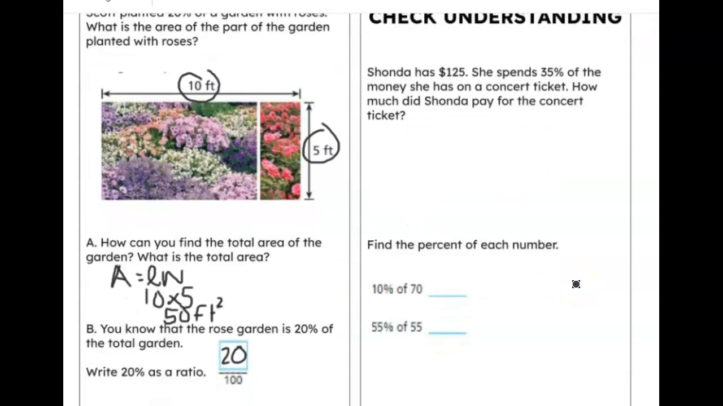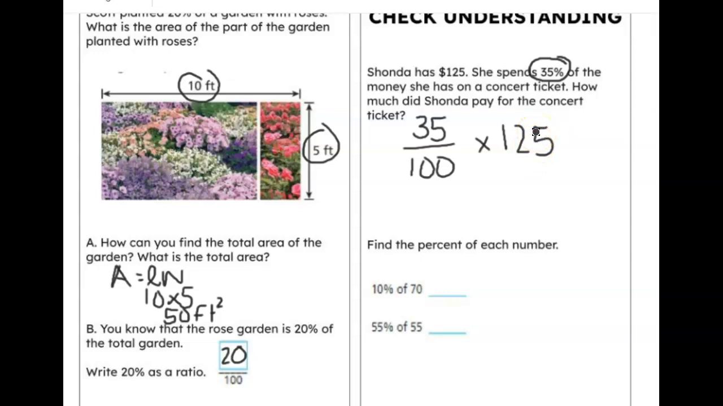Okay, check understanding. Shonda has $125. She spends 35% of the money she has on a concert ticket. How much does Shonda pay for the concert ticket? So we're going to take our percent. We're going to turn it into a fraction by writing it over 100 because percents are out of 100. And we're going to multiply it by 125 because that's the total amount of money.